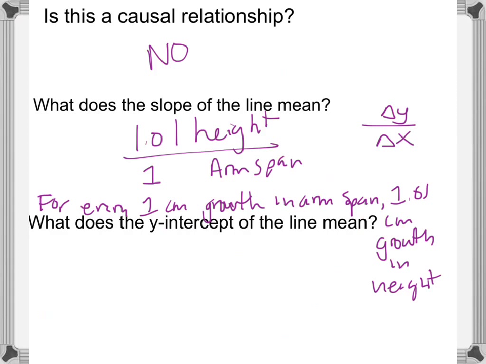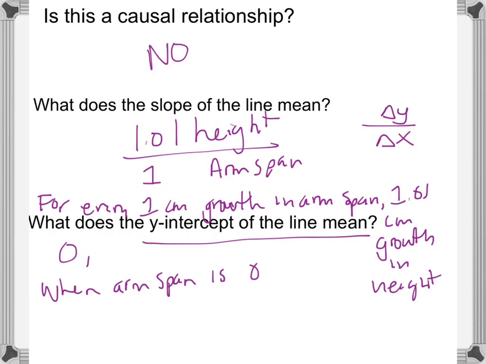So what does the y-intercept of the line mean? The y-intercept was 0, remember. So when arm span is 0 centimeters, then height is 0 centimeters. Okay, that's what that means.